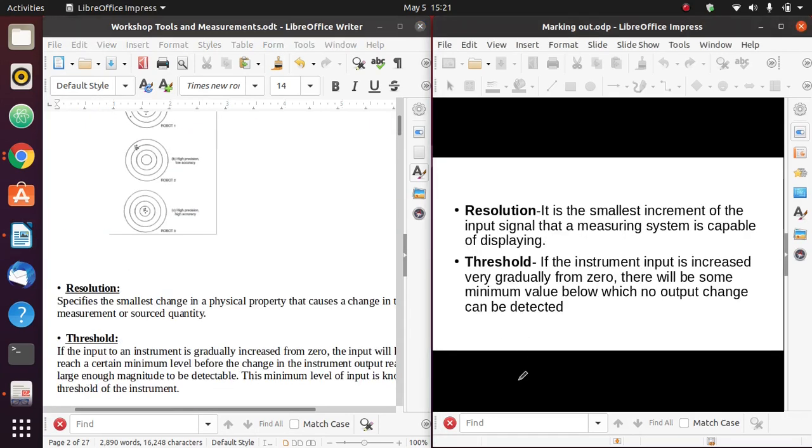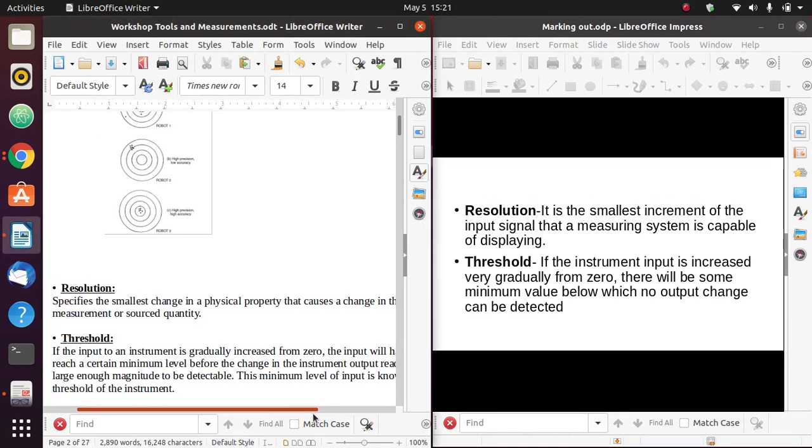Now we have resolution. It specifies the smallest change in a physical property that causes a change in the measurement. Yeah? So if I'm measuring temperature, the smallest change in temperature that will cause a change in the measuring instrument is what we call resolution.